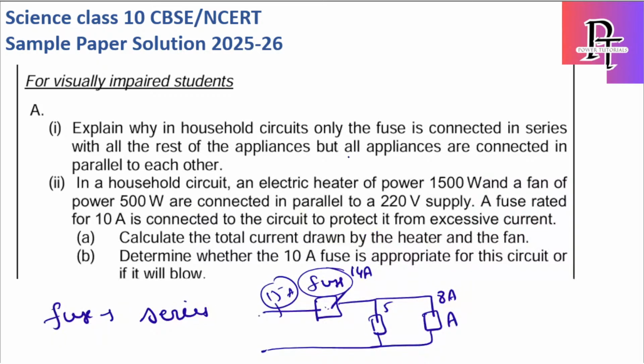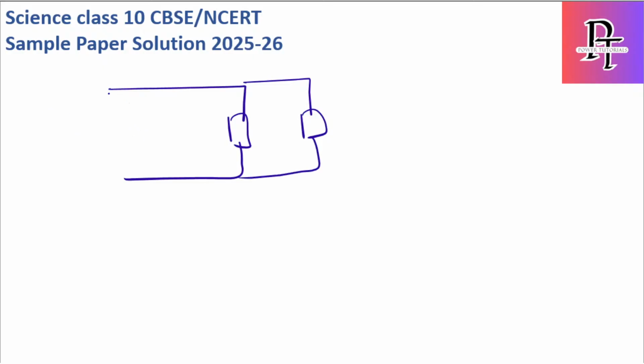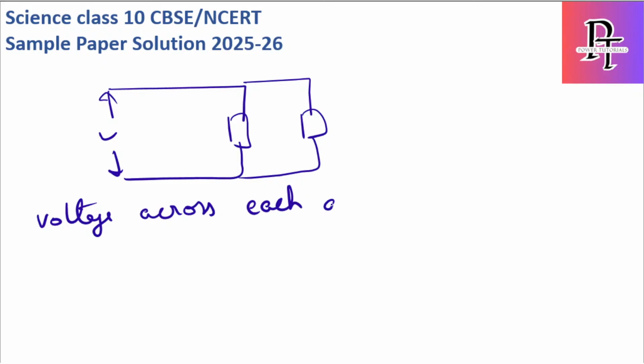And the second: but all appliances are connected in parallel. What is the reason for the appliances to be connected in parallel? If appliances are connected in parallel, what will happen? The same voltage will be across each element. So the voltage across each appliance will be the same.